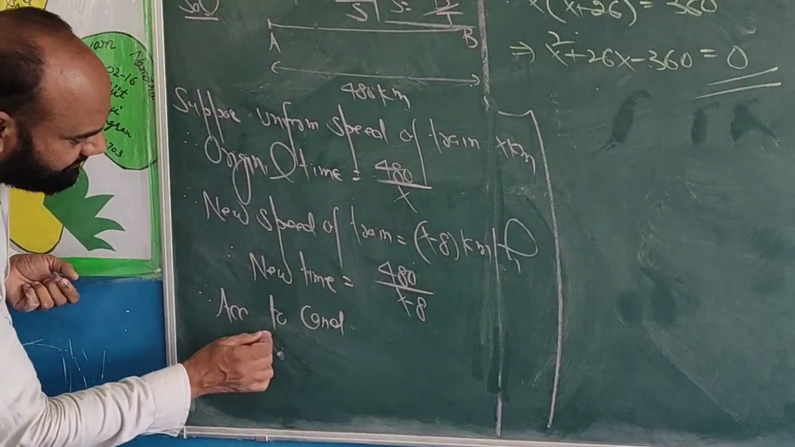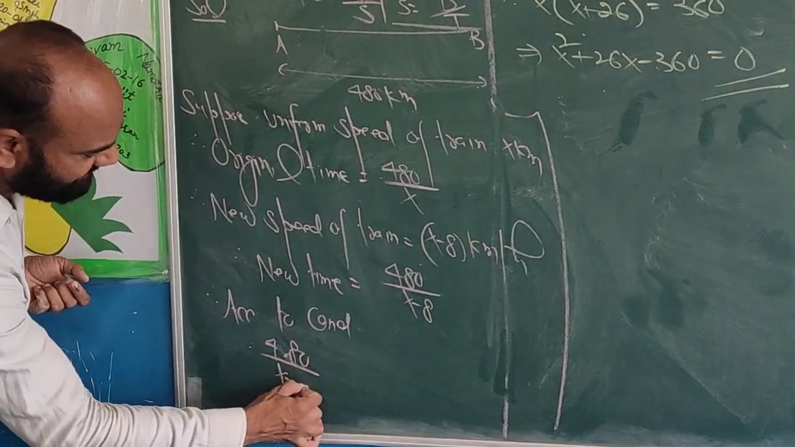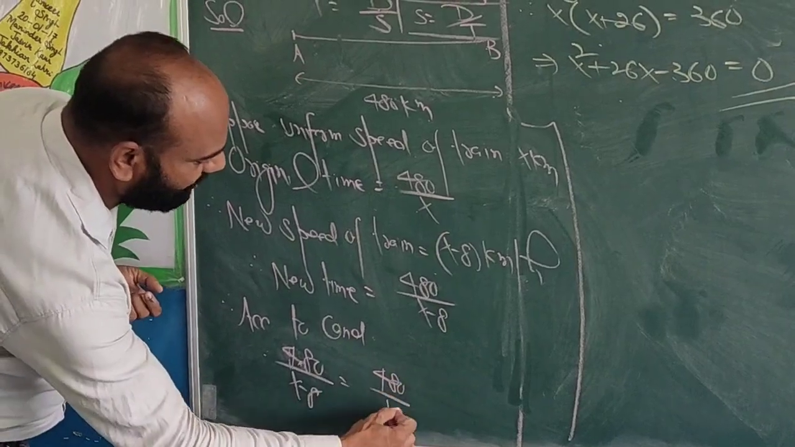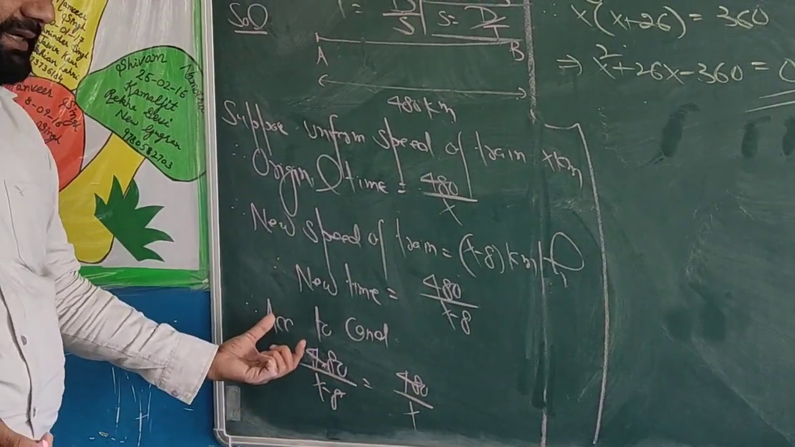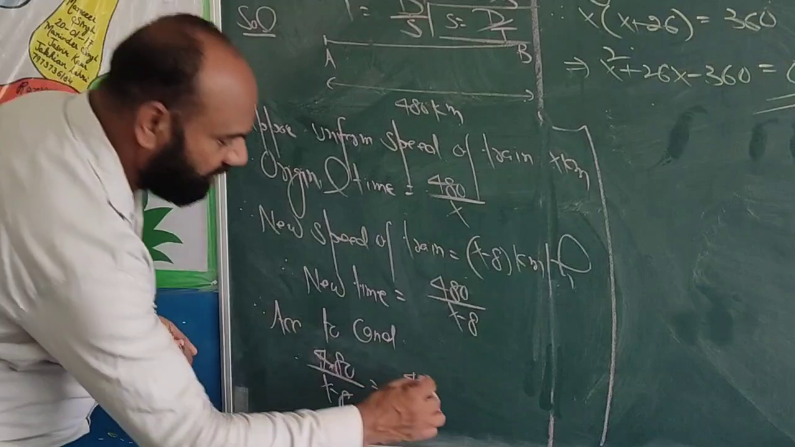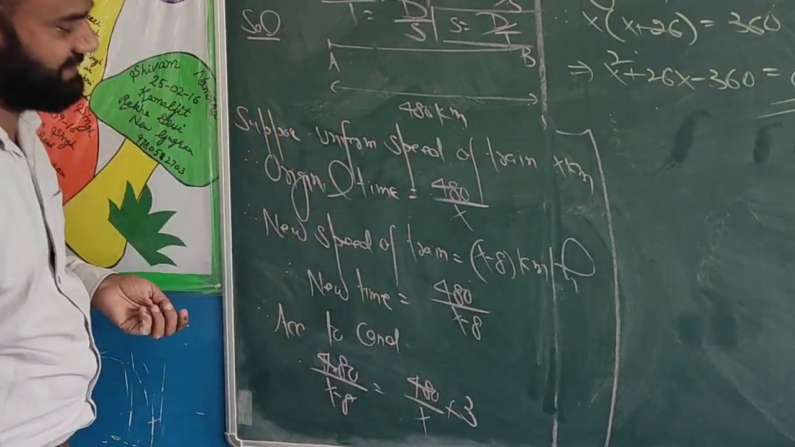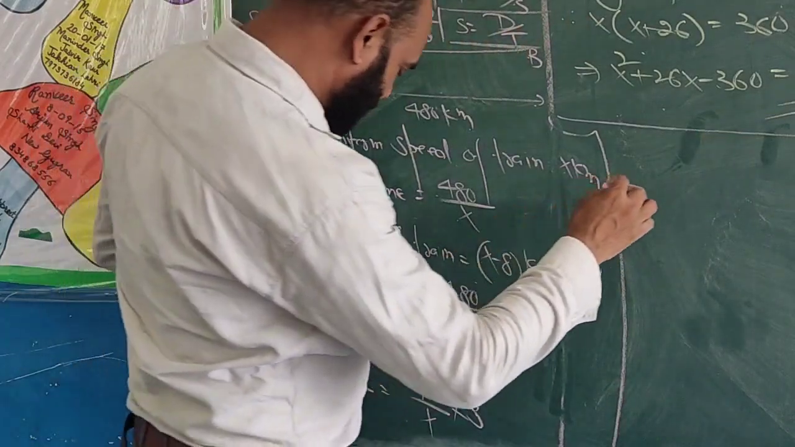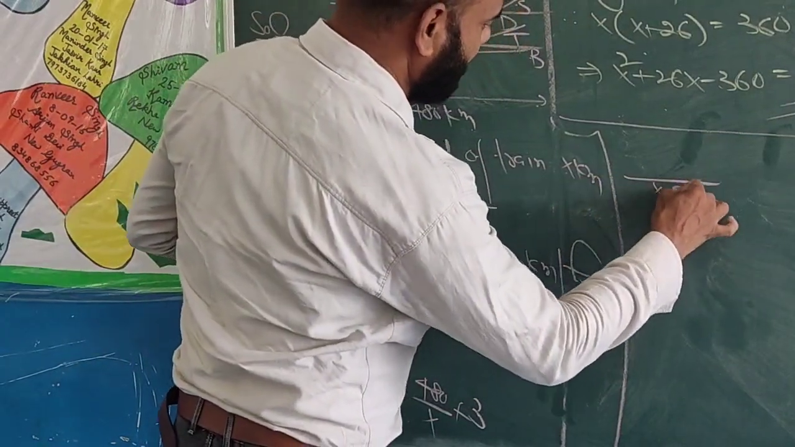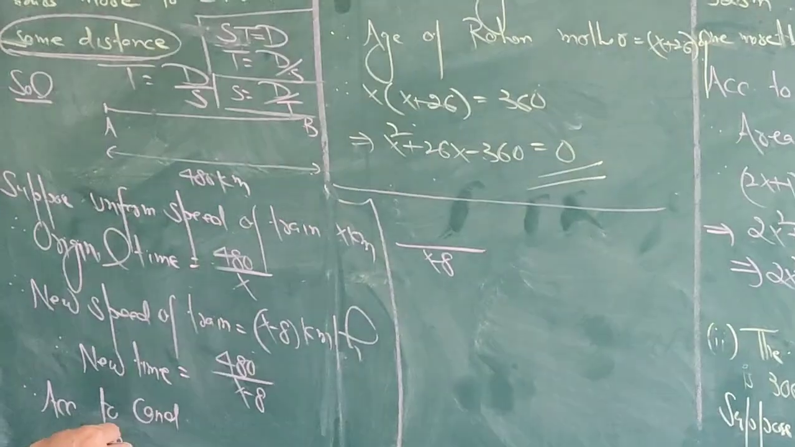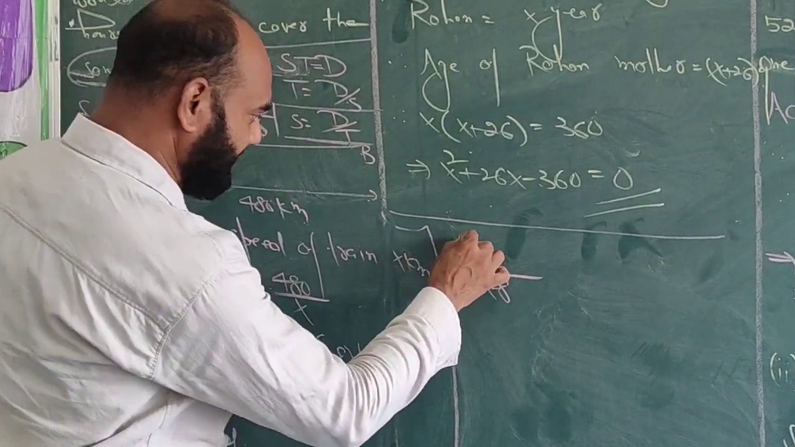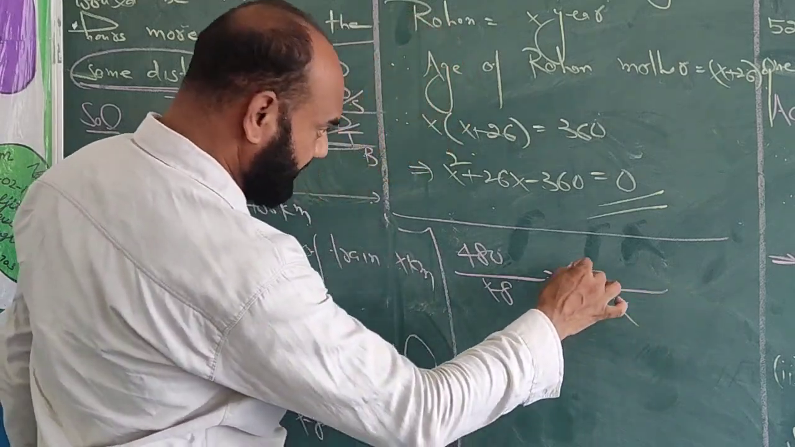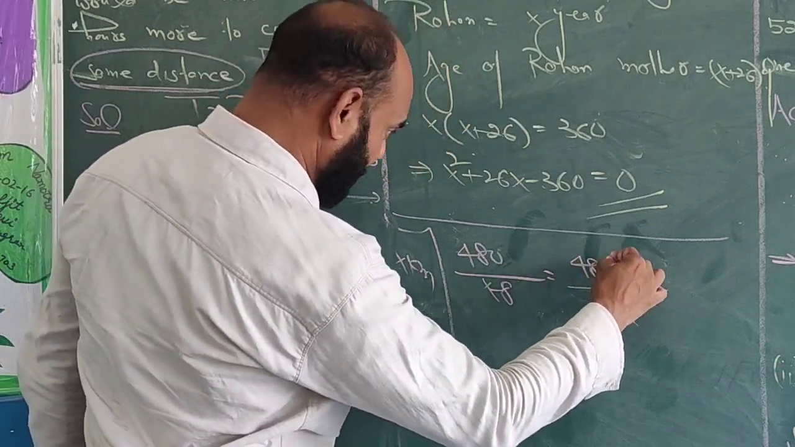So 480 upon x minus 8. This is the new time, and this is the original or old time, and the new time is 3 hours more. So we add 3 on the other side. Next, by solving, x minus 8 is the LCM. So x minus 8 times 480, and x is the LCM. So this is 480 plus 3x.